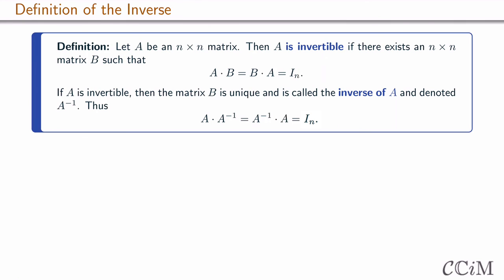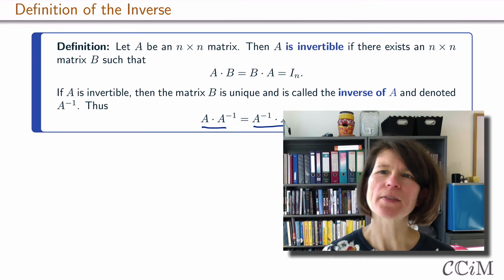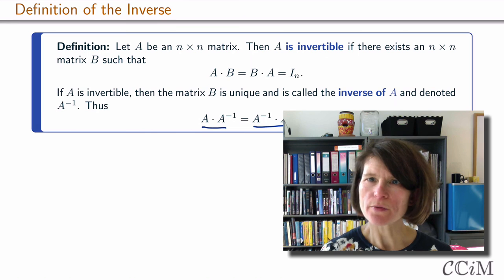We're now ready for a definition. For an n by n matrix A, we say that A is invertible if there exists another n by n matrix B, such that A times B and B times A both equal the identity matrix. If A is indeed invertible, then the matrix B is unique and is called the inverse of A and denoted A to the negative 1. And therefore, A times A inverse is equal to A inverse times A is equal to the identity matrix. So now that we've seen a definition of the inverse of a matrix, we're ready for some examples.